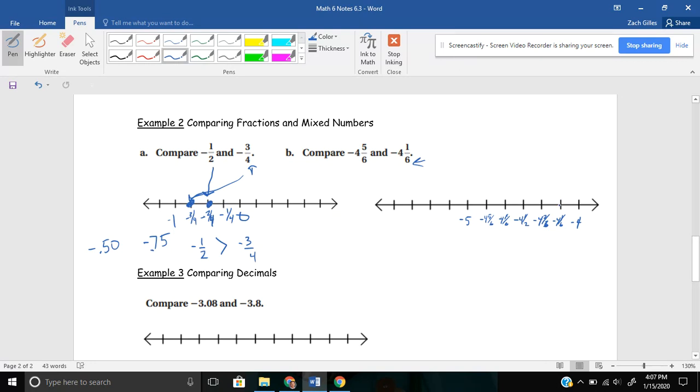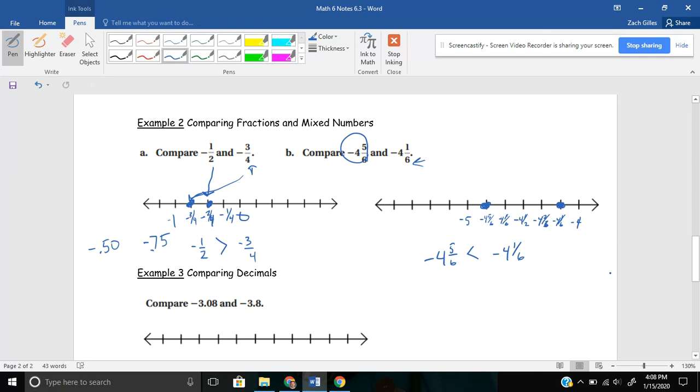So here I have -4 and 1/6, and here I have -4 and 5/6. Which one is further to the left? Well, that's this one. So numbers further to the left are smaller. So -4 and 5/6 is less than -4 and 1/6. It's more negative. So more negative numbers are less than.